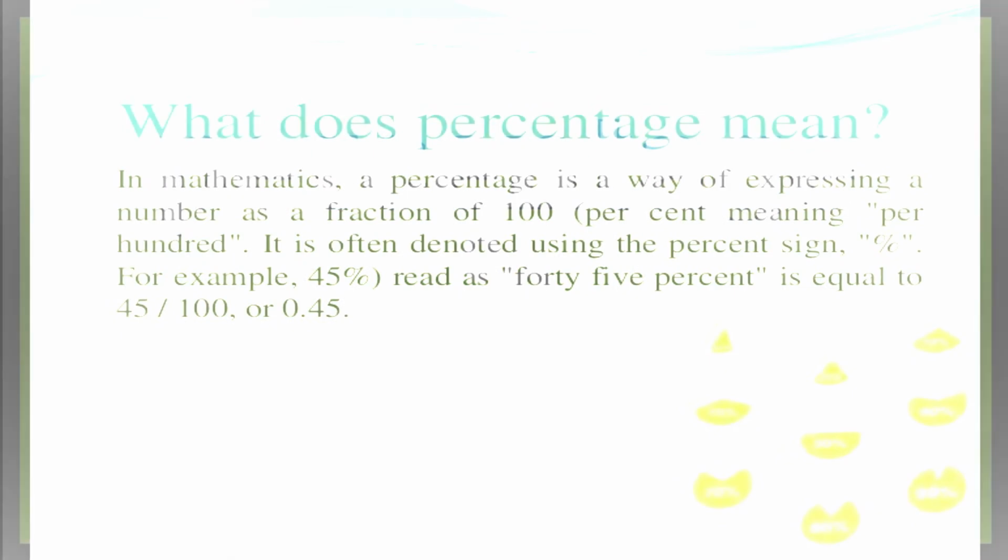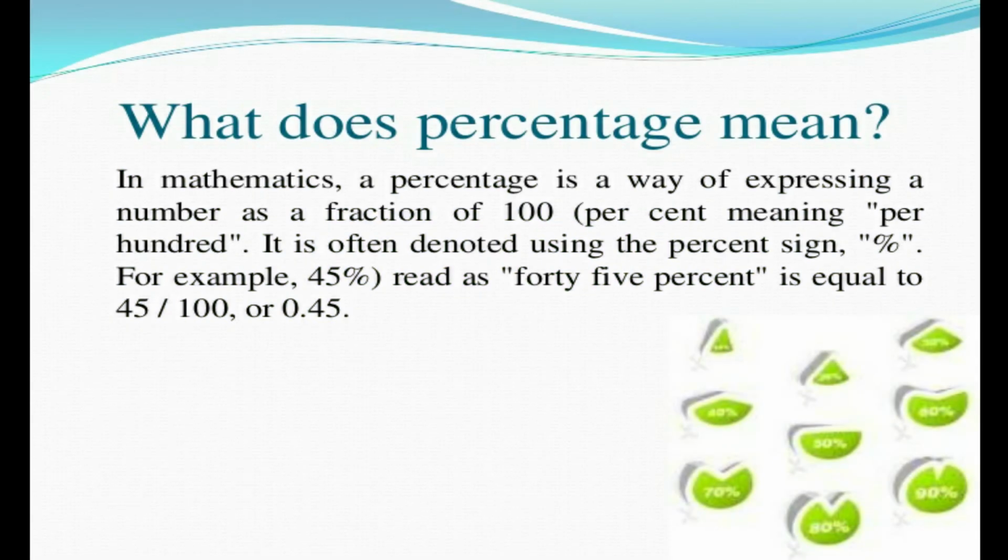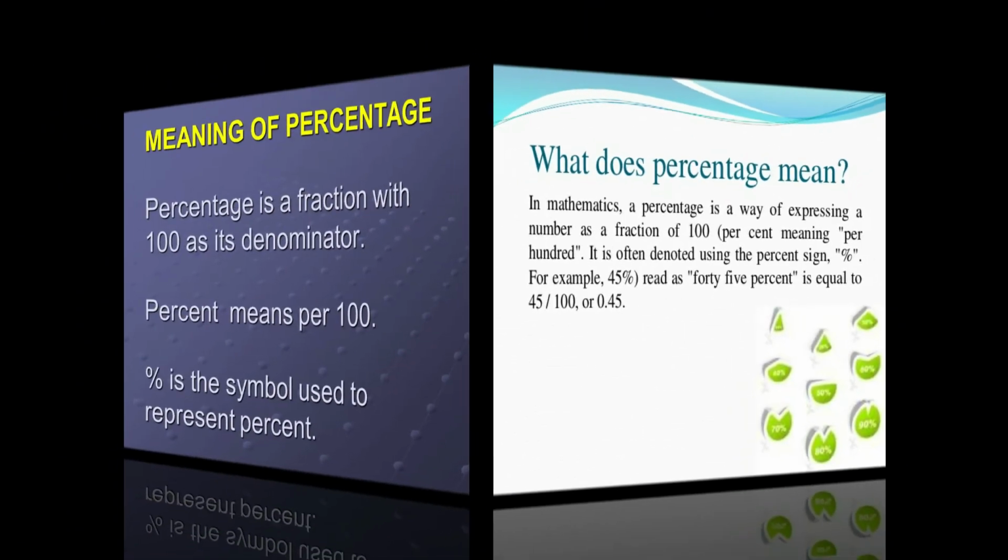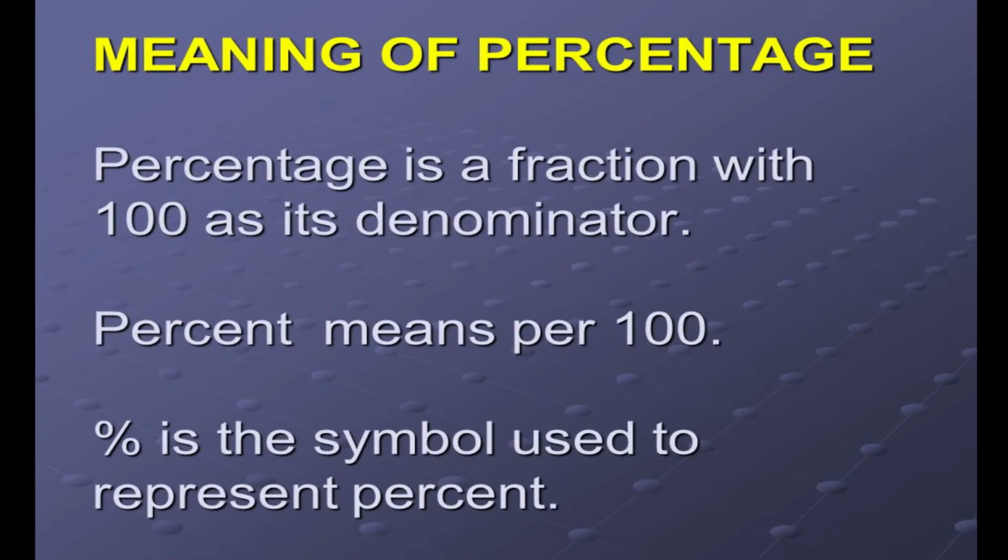So let's start. So what does percentage mean? In mathematics, a percentage is a way of expressing a number as a fraction of 100. Percent means per 100. And we know the symbol in which the percentage is represented, right? So for example, if we say 45%, that means 45% is equal to 45 by 100, or in case of decimal 0.45. In brief, percentage is nothing but a fraction with 100 as its denominator. It means per 100, right?